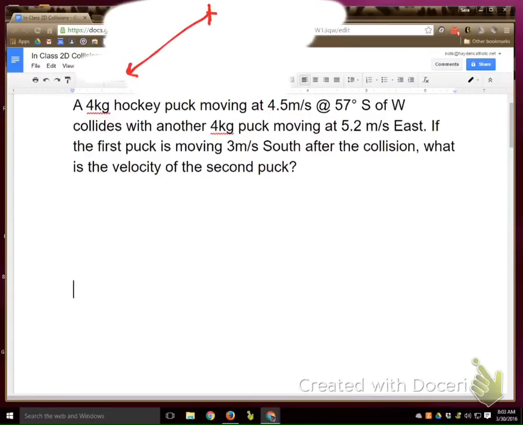South of west, am I going to be on the top side of the triangle or the bottom? South of west, which way should I be? On the top, yep. So here's my 4.5. My 57 sits here because I'm touching the west axis and I'm going south of west. So from here, this would be V sub 1x, and this would be V sub 1y.